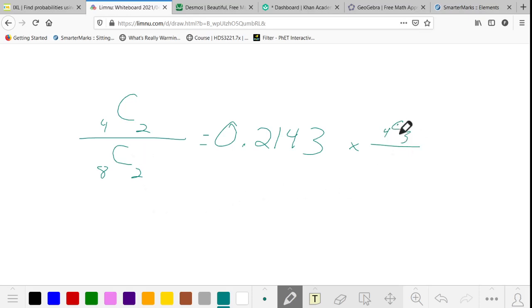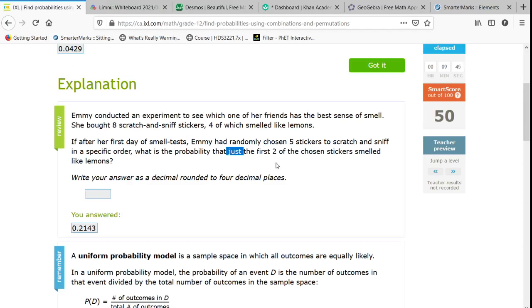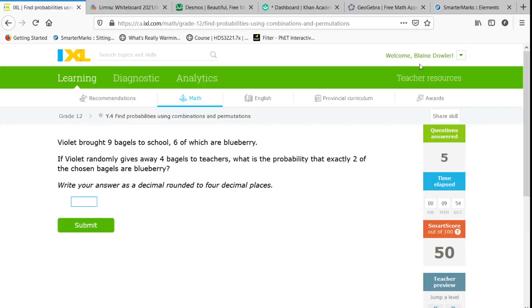And of the remaining 6 Snickers, we choose 3. So that's 4 divided by 6, choose 3. That is 0.2. So if we multiply that by our previous answer, that gives the 0.0429 that they have. So I missed the word just because I wasn't reading carefully. And now we get exactly the number they have. So that was the issue.